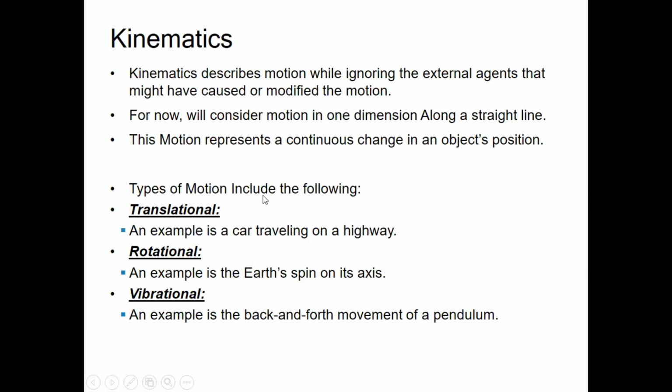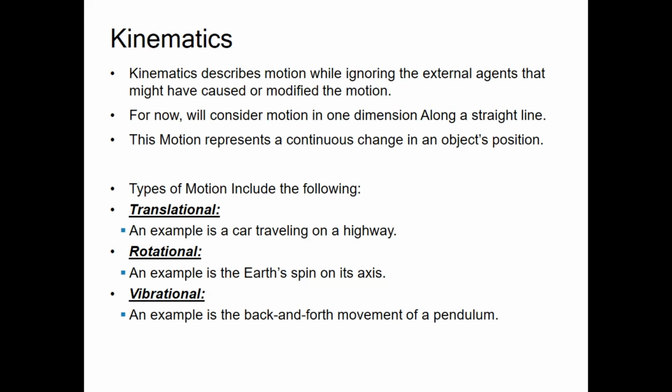The types of motion that are possible are translational motion. The example is a car traveling on a highway. It is in a straight line moving in a particular direction. Then there is a rotational motion. Example is Earth's spin about its own axis, and it is an example in which the position coordinates are changing, but the Earth is spinning.